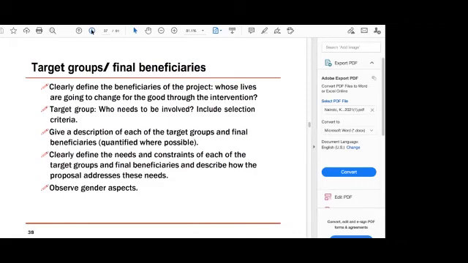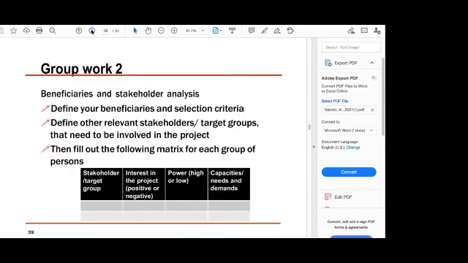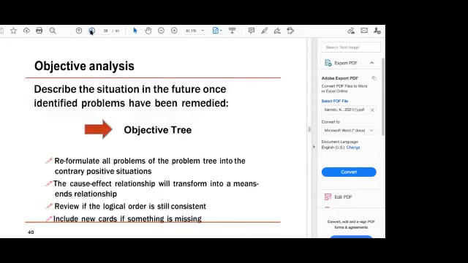And of course, when it comes to the European Commission, there are those cross-cutting issues such as gender and even the human rights that we need to address. Gender, youth, all those are cross-cutting issues. So group work 2, I think we are going to skip that because I wanted us to define our beneficiaries for Malawi, but we can skip that and go to the objective analysis.